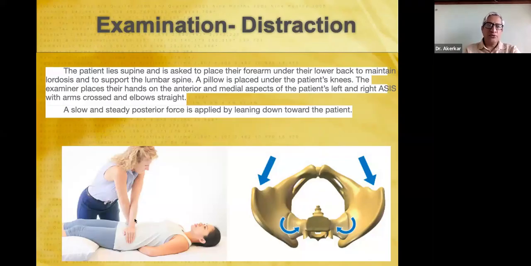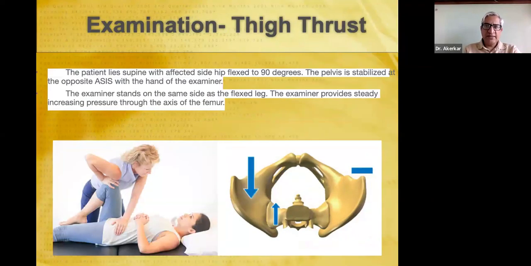You have to cross and do that with the arms crossed and elbows straight. And then you apply a slow and steady posterior force. As you can see, this is what you are trying to do. And there will be pressure at the sacroiliac joints and the patient will complain of pain. So this is the distraction test.